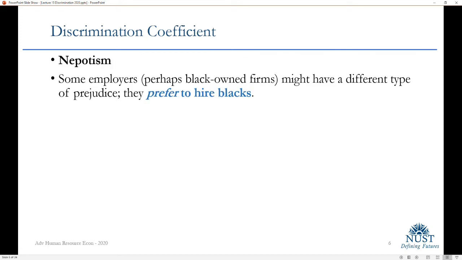Nepotism is the reverse of that. If I dislike a black person, then I perceive the cost to be higher. In nepotism, if I am black myself, and if I prefer to hire my fellow black workers, then my perceived cost will be lower.